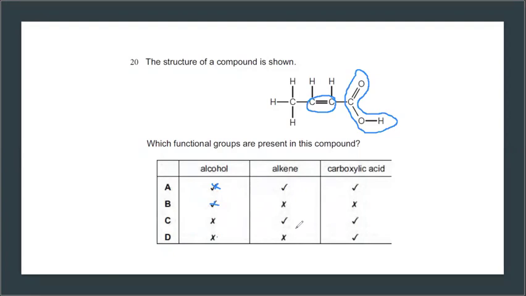or D. Next thing, they tell us, do we have an alkene group present? Do we have a double bond? Yes, we have a double bond. And do we have a carboxylic acid group present? Yes. So our answer is C as in cat. Our answer is indeed C as in cat.